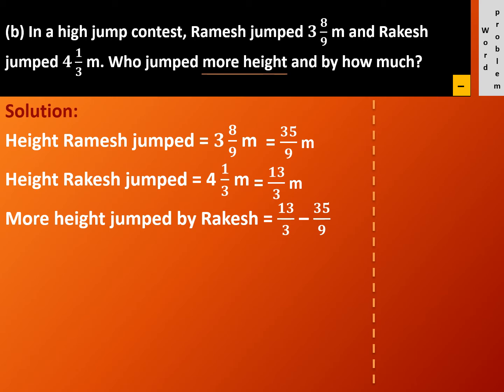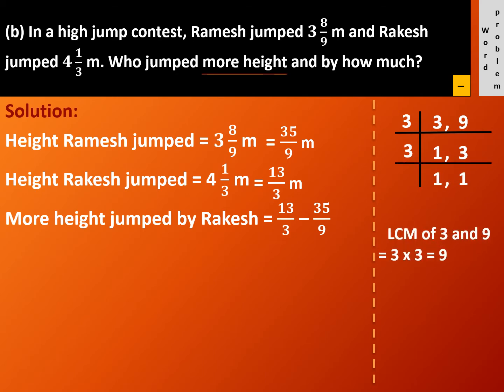To make the denominator same, we will convert them into like fraction. For this, we need to find the LCM of 3 and 9. As we see, the LCM of 3 and 9 is 9. So we have to bring 9 at the place of denominators. Our first fraction is 13/3 and we want 9 at the place of denominator. So which digit will you multiply to bring 9 in the denominator? Yes, the answer is 3 because 3 3s are 9.